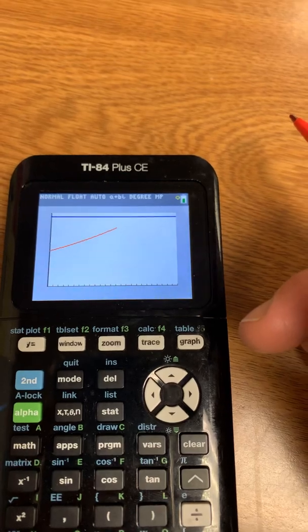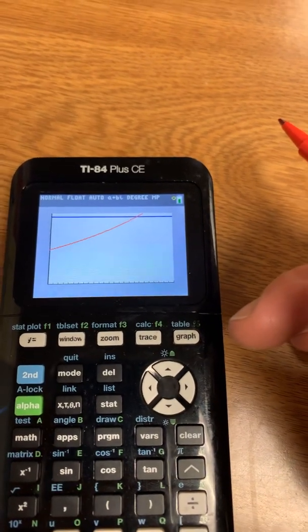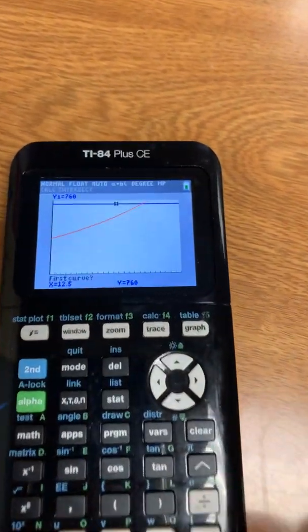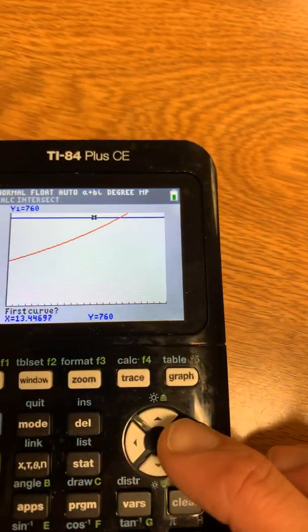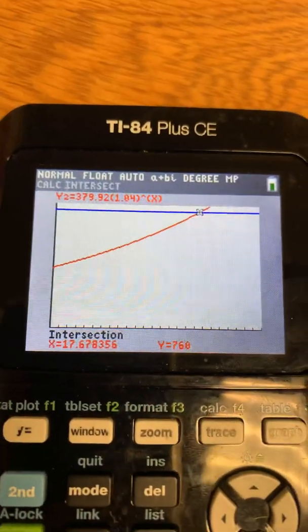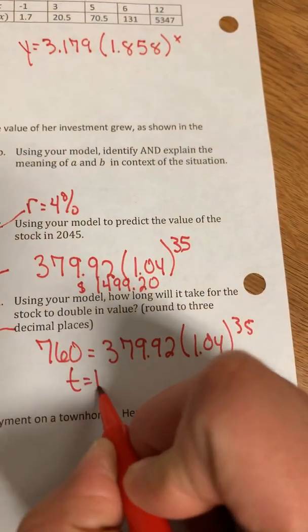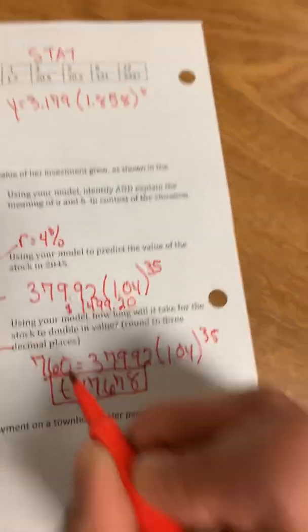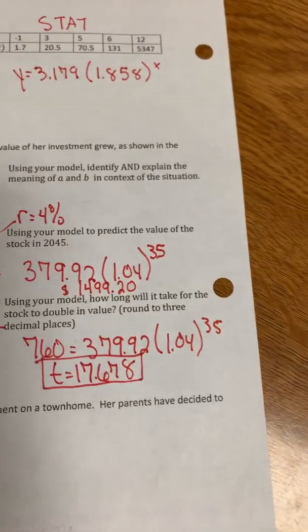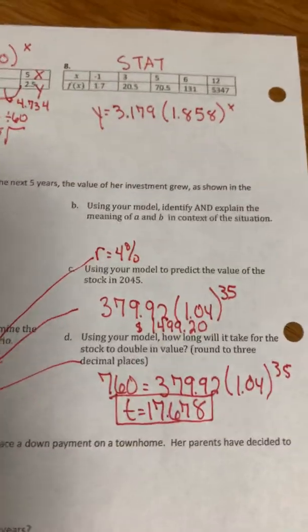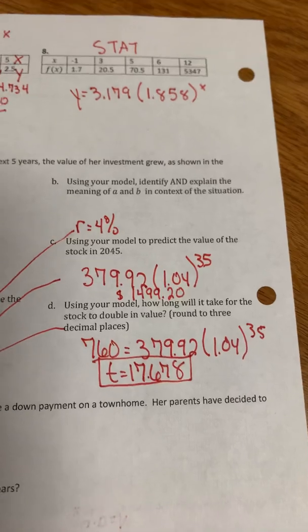Here comes my curve, my growth that is, and now I'm just going to hit second trace, choose that 5th option, just move that cursor closer over, hit enter 3 times, and I get about 17.678. And again, you have to put the full 3 decimals. Don't say about 17, in between 17 and 18, you will not get the points then. Okay? You can write this down and say about 17 and a half years after that, but not now.